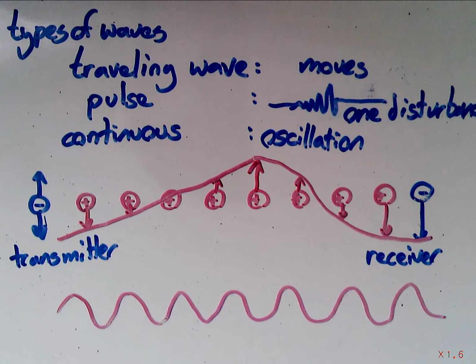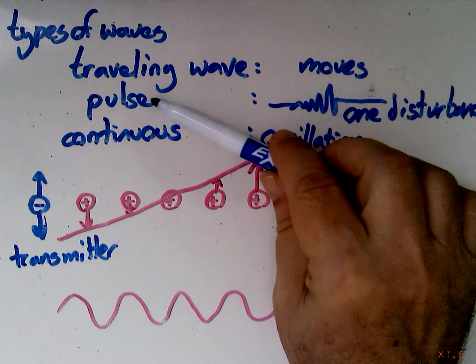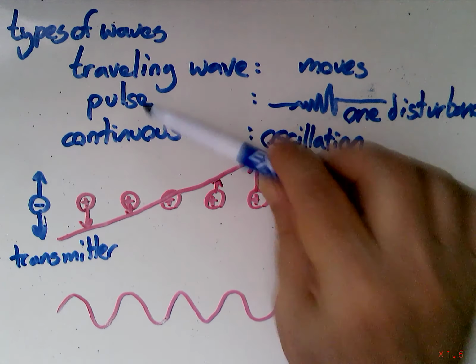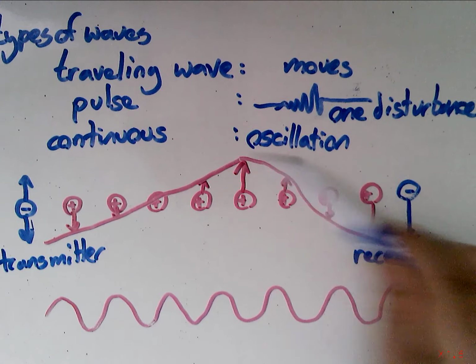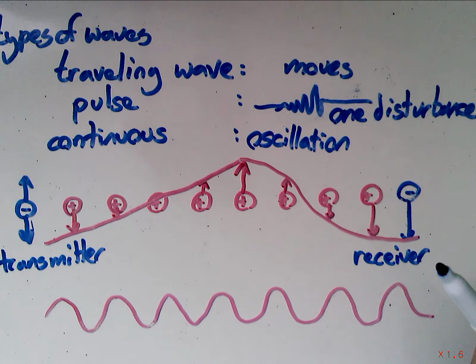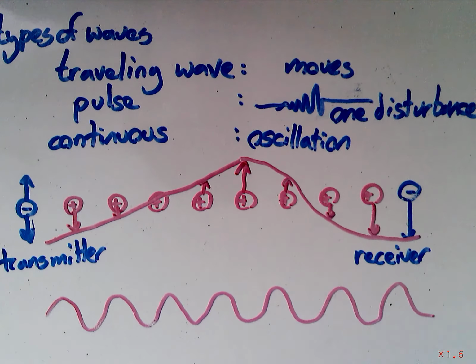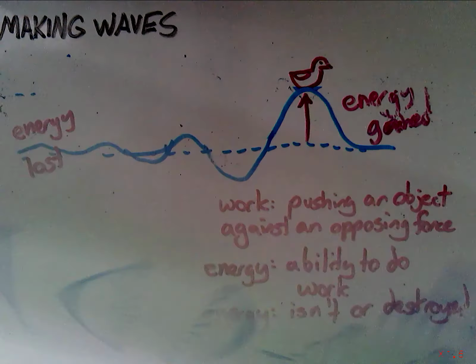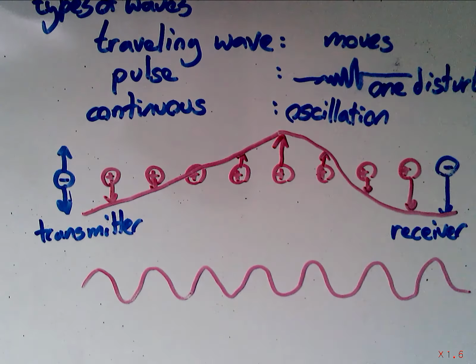All right, so types of waves. You can have a pulse wave, which is one disturbance, and you can have a continuous wave, which is sort of an oscillation, an up and down kind of disturbance. You can have a traveling wave, as one that moves from one spot to another. But there is another kind of wave that I want to tell you about, and that is a standing wave.